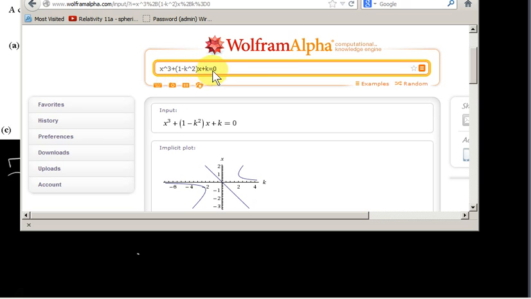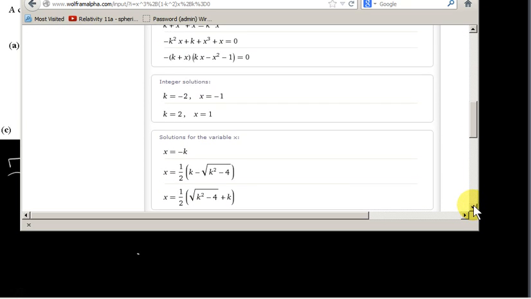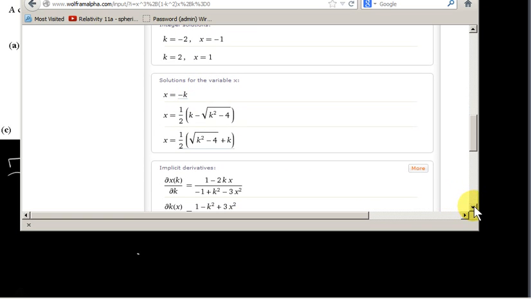If you want to check your solutions, you can go here and type in the cubic equation, hit return, and you'll get the input here if you want to check that you inputted it correctly. And if we scroll down here, we're not interested in integer solutions. We want solutions for the variable x. So here are the three solutions that we got.